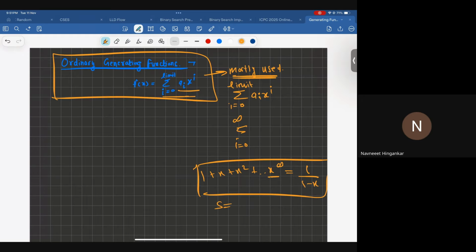So just write it as s equal to 1 plus x and so on, and multiply it with x, so it becomes the same series except for x plus x square up to x raised to the power infinity, and just subtract it from both sides. So s becomes equal to 1 upon 1 minus x. It's very simple to derive, but remember the formula, because I will tell you why it is useful.